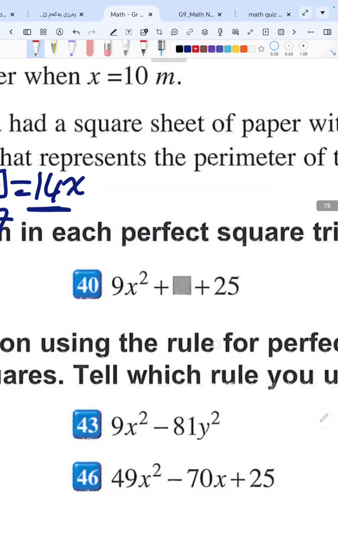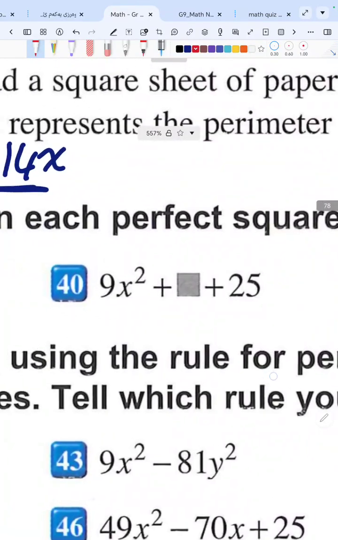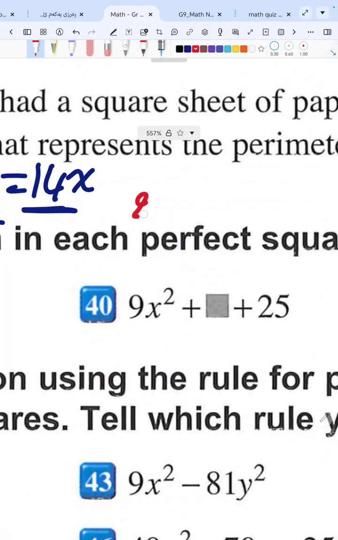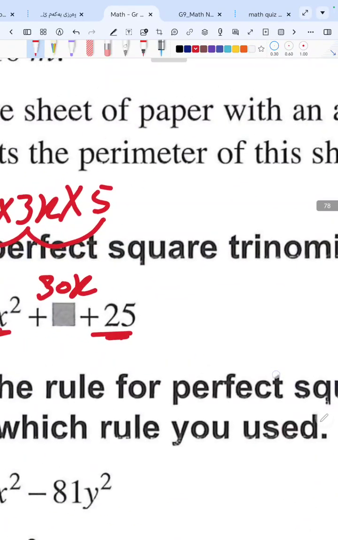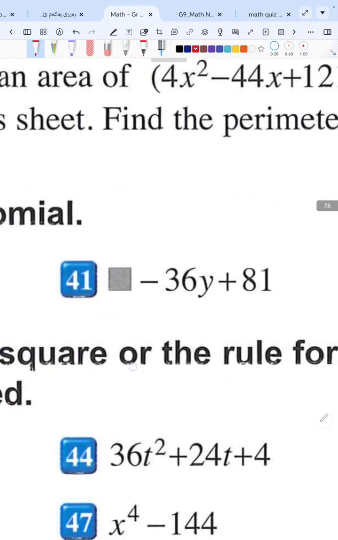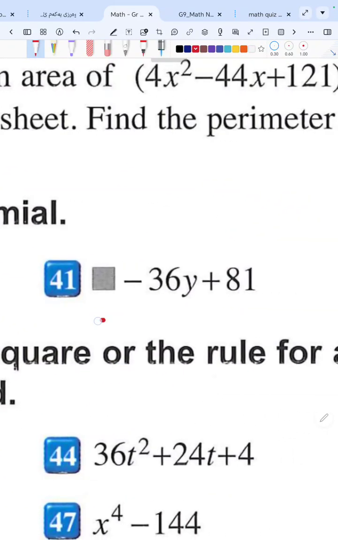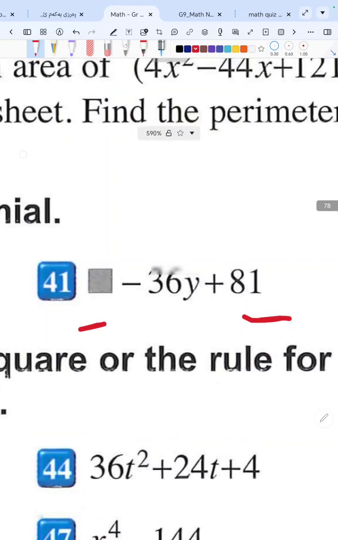Pay attention. For the middle term, it's easy. 2 times the factor of the first one, which is 3x, times the factor of the last one, which is 5. 2 times 3 is 6. 6 times 5 is 30x. You don't need to say power 2. Only in the first term and the last term, you have to say it's power 2.